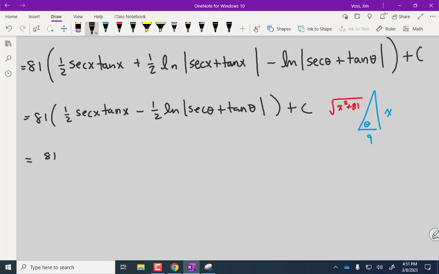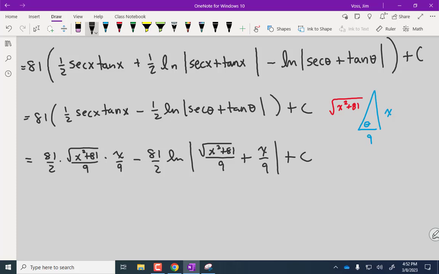So we're going to have 81 over 2 secant of theta, hypotenuse divided by 9. Hypotenuse divided by adjacent. Tangent, x over 9. Distributing the 81, natural log of secant of theta, again, that plus C.